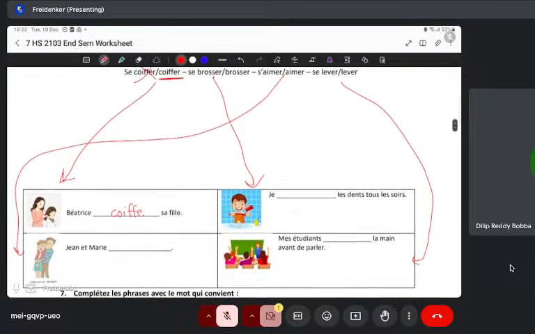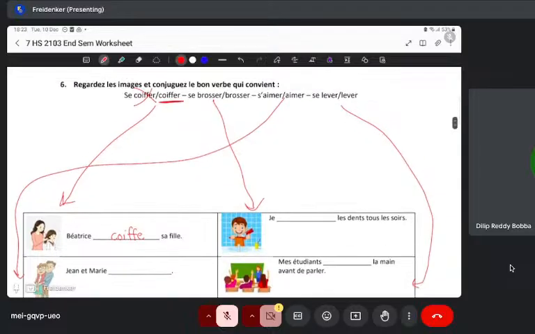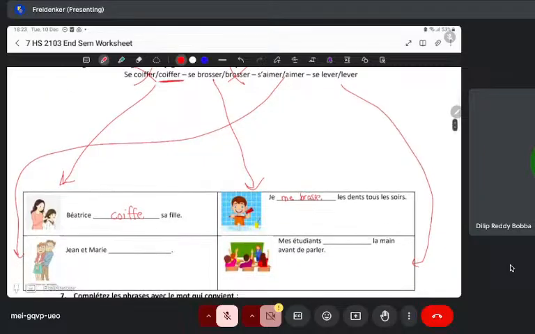Okay. Second thing, brosser is to brush, right? So you brush your own teeth, so you're not brushing someone else's teeth. So that would mean this is not the case. It is reflexive, right? You brush your teeth. So je becomes me, and then you conjugate with respect to an er verb. Je me brosse les dents. Well, let me write it neatly. Je me brosse les dents. Because you're brushing your teeth.